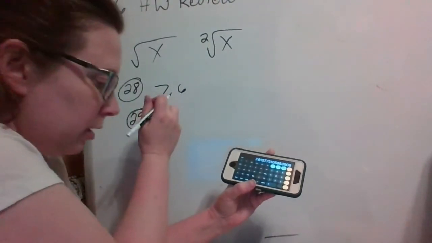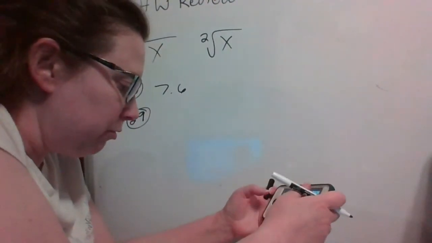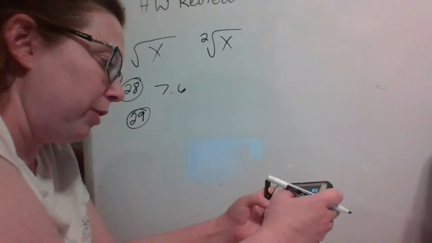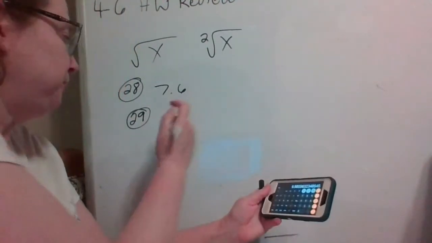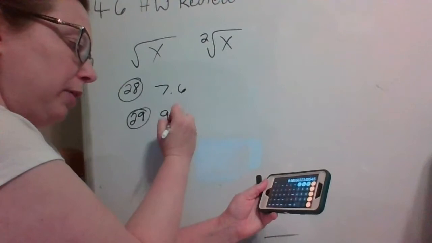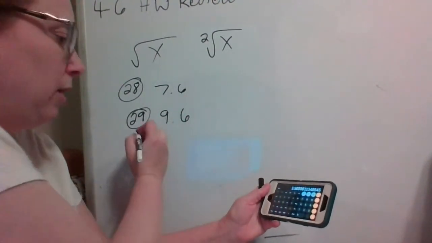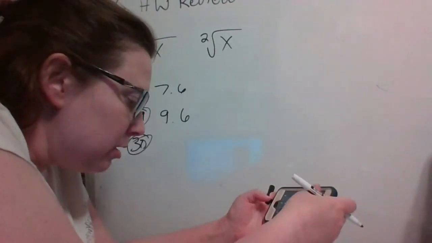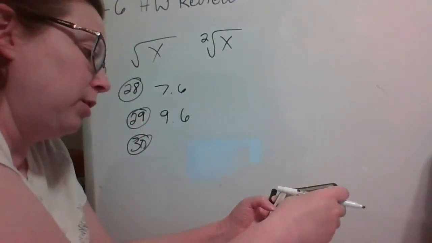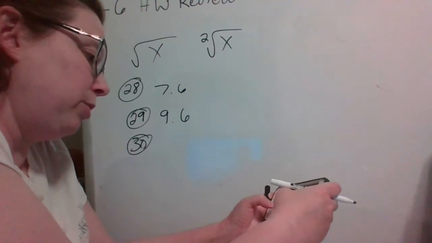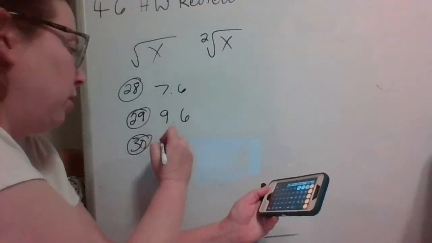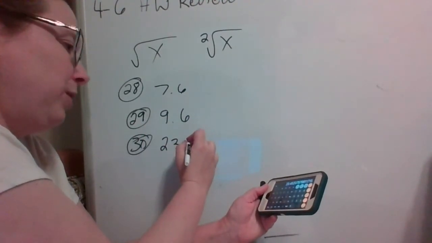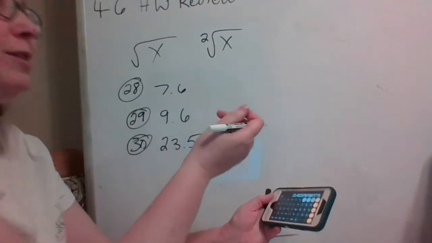Number 29 is the square root of 91 and 5/10. So I'm going to type 91.5 and then hit the square root. And when I round to the nearest tenth, I get 9 and 6/10. Number 30 is 550. So we're going to do 550 square root, and we get about 23 and 5/10.